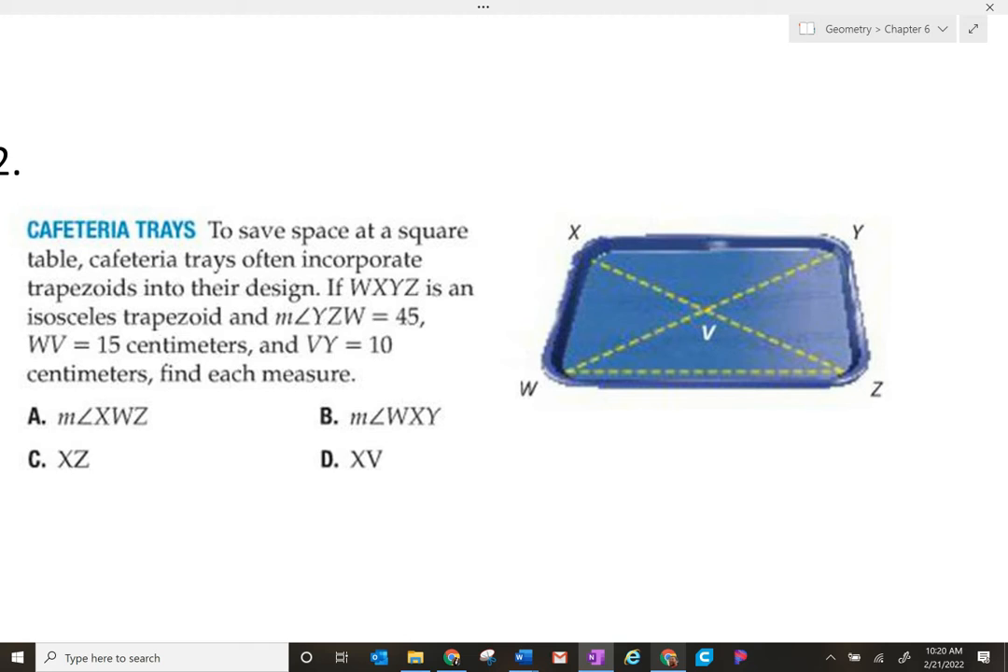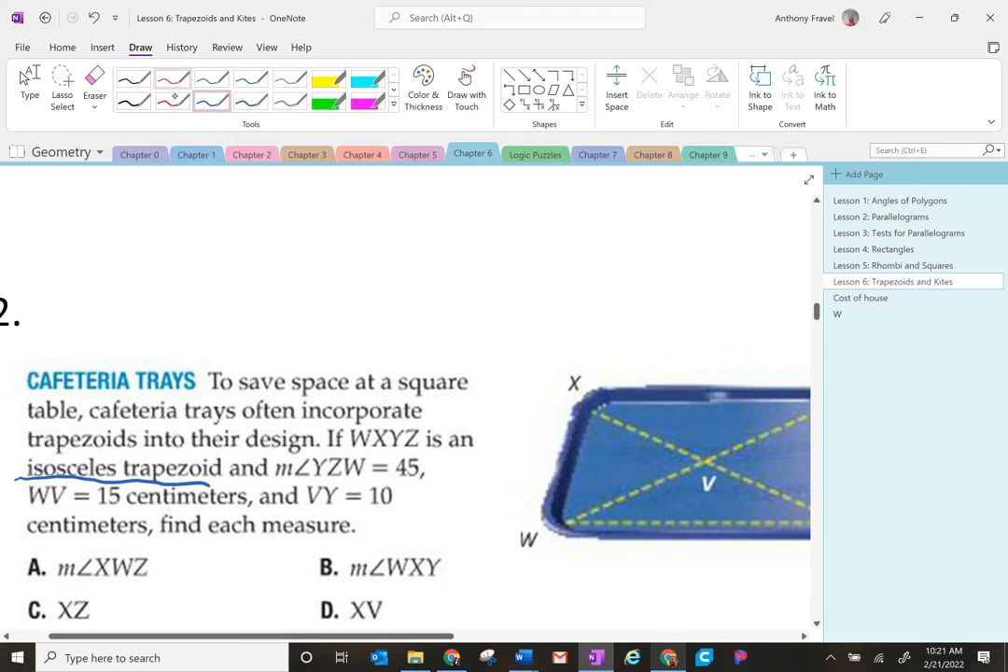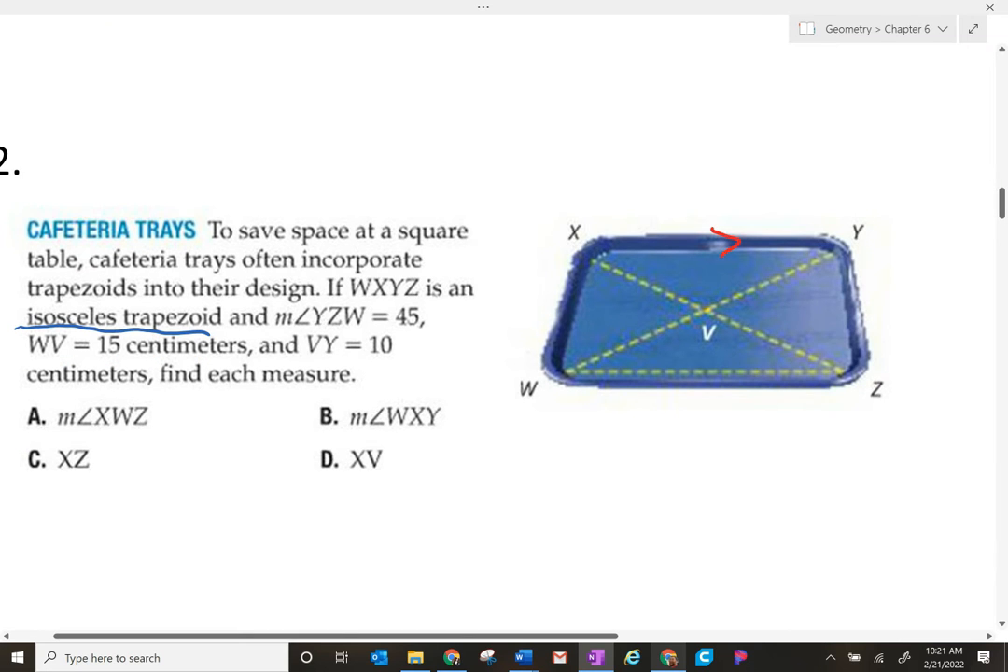It says if WXYZ, this whole shape, is an isosceles trapezoid. So remember, isosceles trapezoid, that means that this angle and this one, they're parallel to each other. This length and this length will be the exact same. And then the length of that segment and that segment will be the exact same as well.